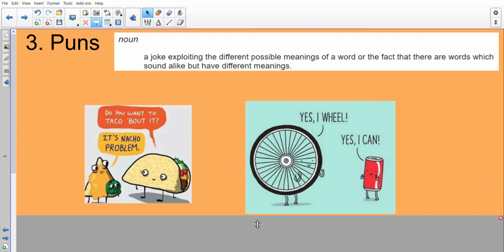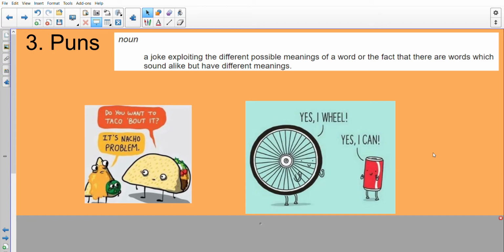Do you want a taco about it? It's nacho problem. So what we're really saying there is, do you want to talk about it? We've got a taco here though. Nacho is another kind of Mexican food. It's not your problem. It's nacho problem. It's a bit of a stretch, that one, isn't it? Yes, I will. Yes, I can. We've got a wheel and a can. Really silly. Often not the most clever forms of humour, but you see them in advertising here and there.